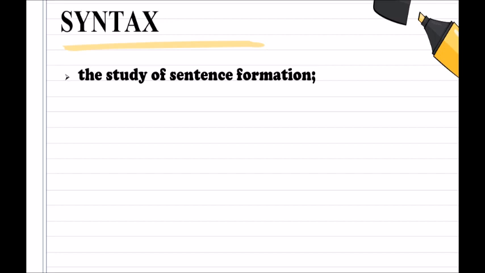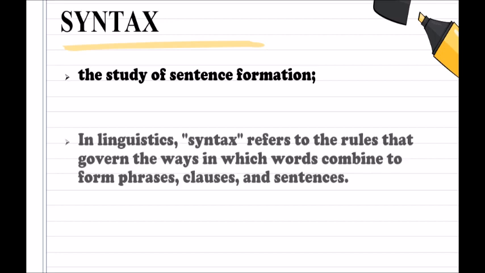Now, let's define syntax. Syntax is the study of sentence formation. In linguistics, syntax refers to the rules that govern the ways in which words combine to form phrases, clauses, and sentences.